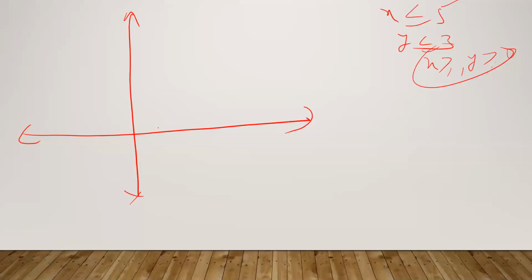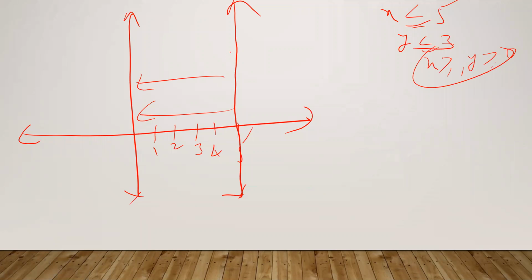Now, first of all, I will draw the line x equal to 5. Where is x equal to 5? It is this line, correct? I want x less than or equal to 5, so which region do I want? This side portion, the left side. Then y less than or equal to 3, this portion I need, okay? And I have to restrict only to the first quadrant, so I'm not going beyond this.